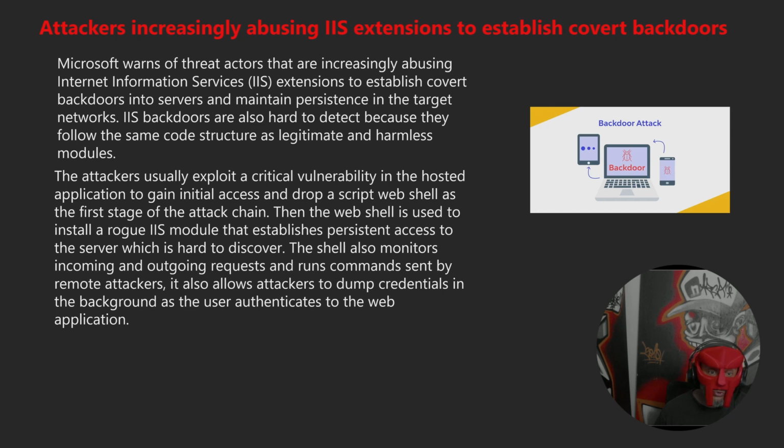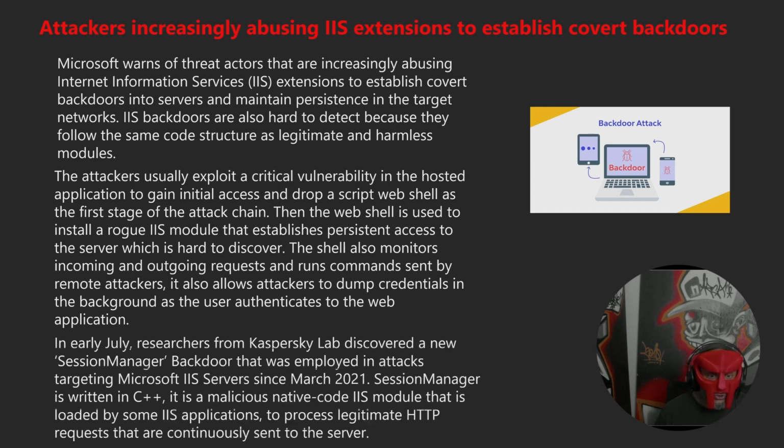The web shell is then used to install a rogue IIS module that establishes persistent access to the server, which is hard to discover. The shell also monitors incoming and outgoing requests and runs commands sent by remote attackers. It also allows attackers to dump credentials in the background as the user authenticates to the web application.